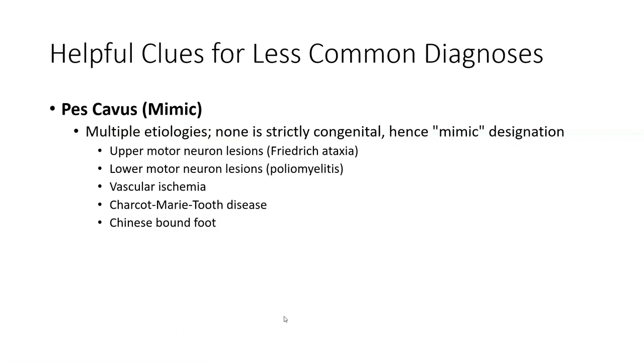Cavus foot: multiple etiologies, mainly congenital and idiopathic. Upper motor neuron lesion, Friedreich ataxia. Lower motor neuron lesion, poliomyelitis. Vascular ischemia. Charcot-Marie-Tooth disease, Chinese bone foot.